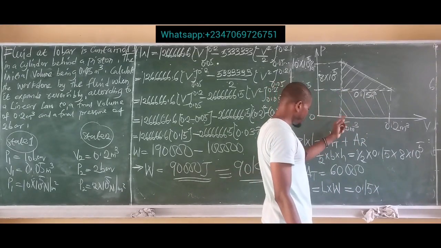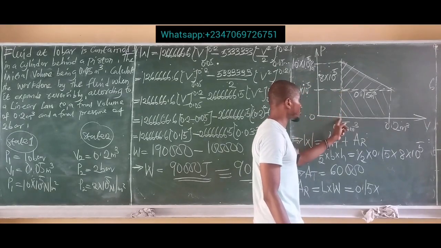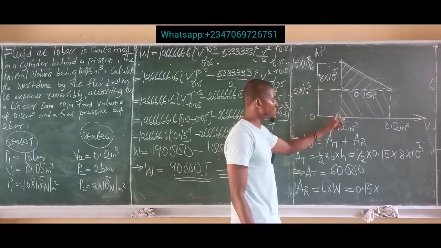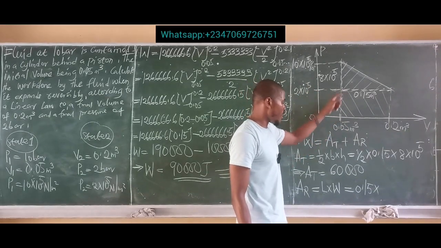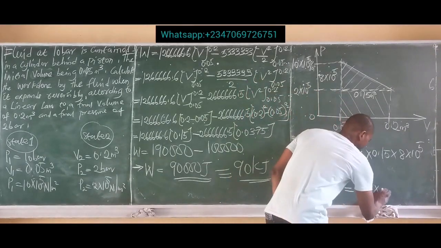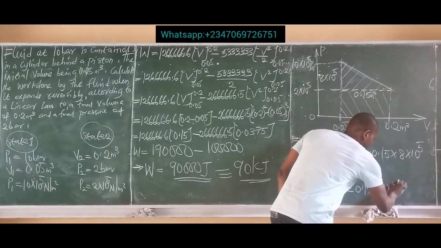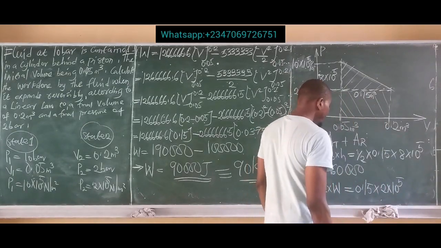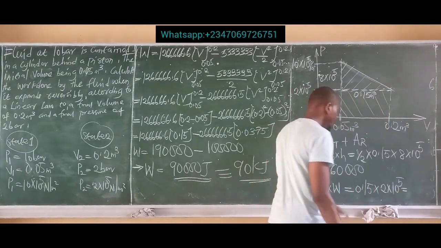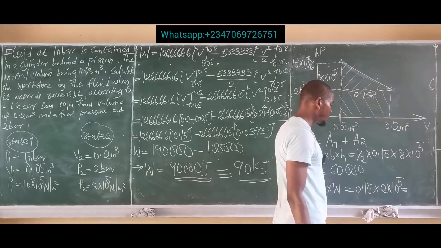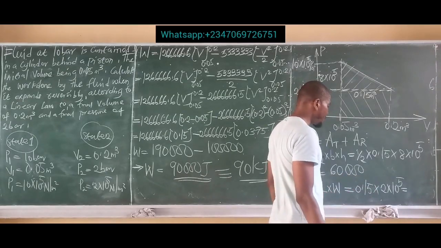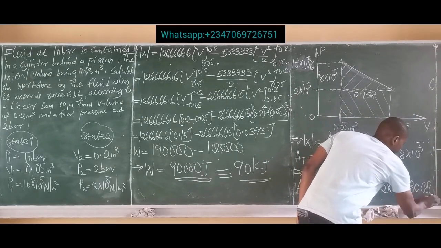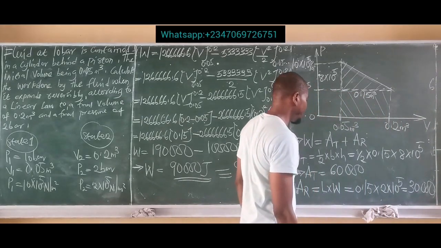So the width is the measure of the thickness of the rectangle, which is from 0 to where? 2 by 10 to the power of 5. So the width is actually 2 by 10 to the power of 5. So 0.15 multiplies 2 by 10 to the power of 5. If you multiply this through, it's going to give you 30,000.